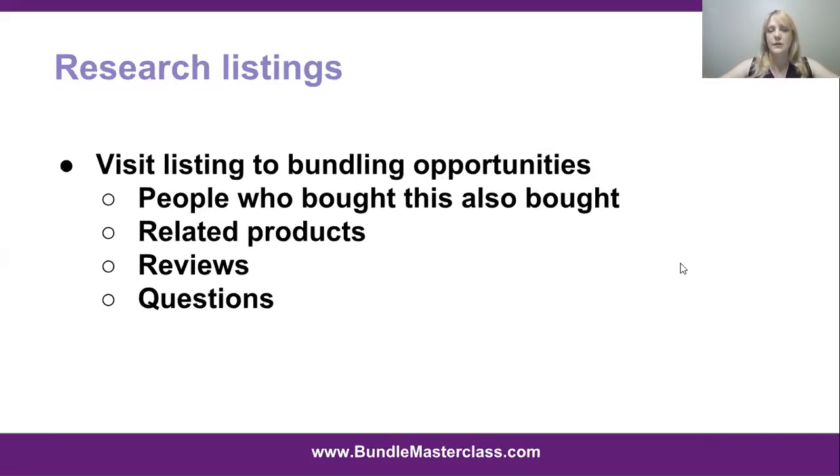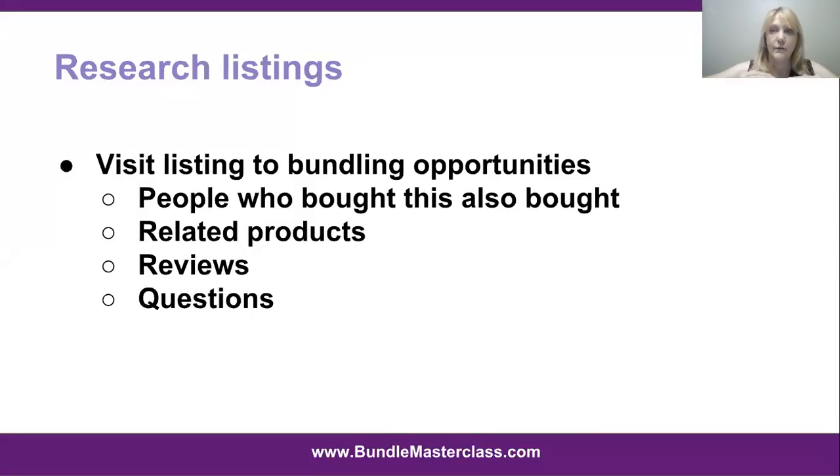Okay, so then you're going to research the listings. After you've sorted by rank and you've got the lowest rank first, you're going to visit the listing for bundle opportunities. So what do I mean by that? You're going to look at "people who bought this also bought." Right below the listing, it'll say people who bought this item also bought, and then list more items. And you just start digging around to see related items, maybe not exact items, but get ideas for related items.